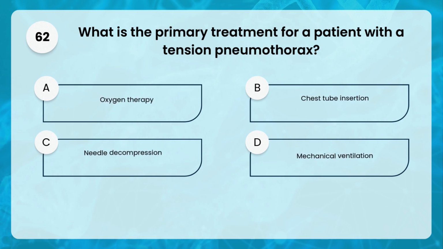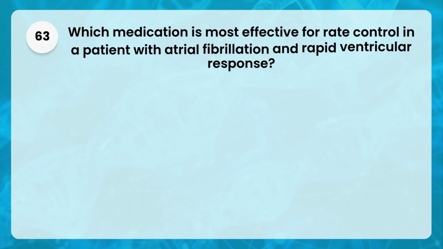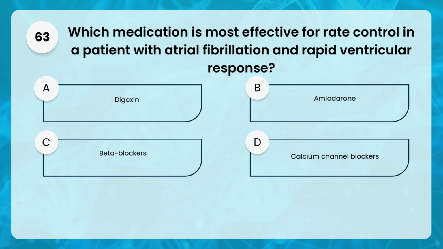Number 62. What is the primary treatment for a patient with tension pneumothorax? A. Oxygen therapy. B. Chest tube insertion. C. Needle decompression. Or D. Mechanical ventilation. The answer is C. Needle decompression.